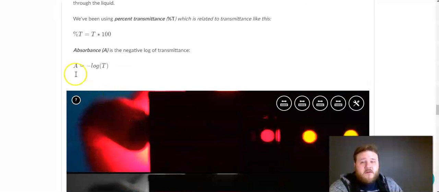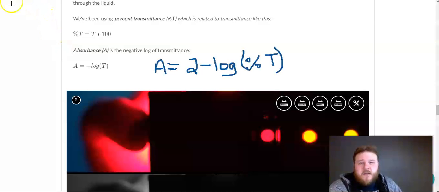What we will have to do is this: absorbance equals negative log transmittance. So I'm going to write another equation that you may have seen in the PowerPoint. So just hold on one moment. Okay, guys, so this equation, A equals 2 minus log percent T, that's the equation that was in the PowerPoint. The equation that Pivot is giving is A equals negative log of T. And I hope I said that right.